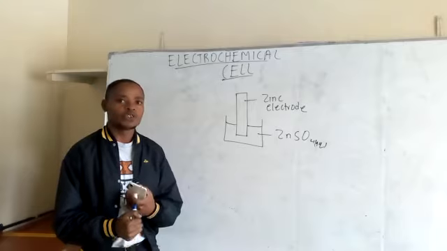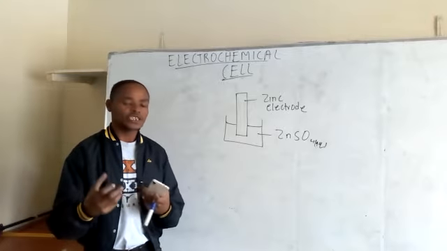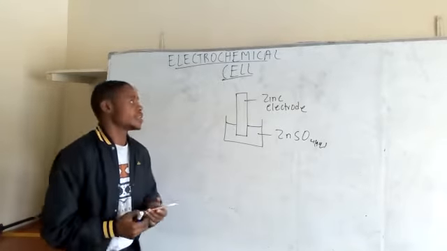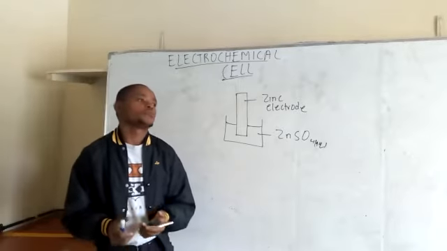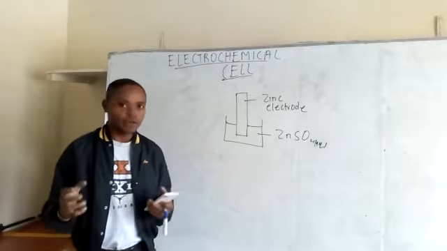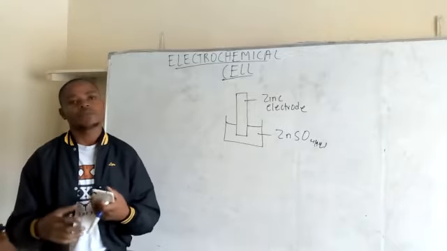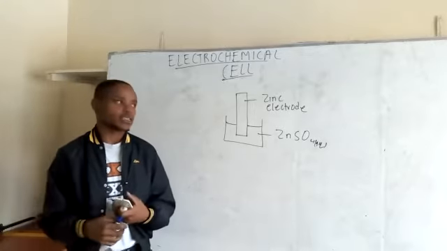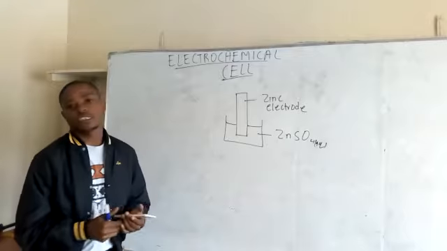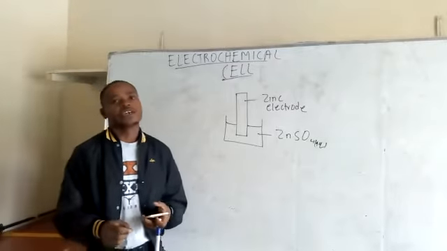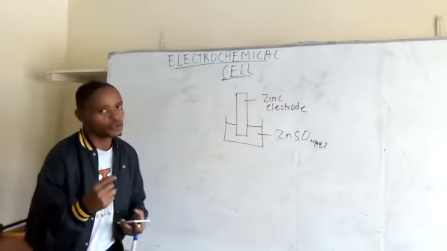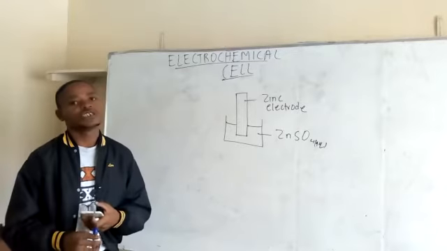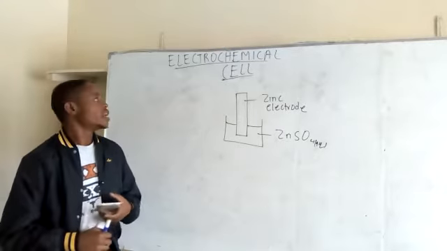So today we're going to look at an electrochemical cell. By the end of the lesson we should be able to draw an electrochemical cell and be in a position to explain how it works. So what is an electrochemical cell? An electrochemical cell is a device that is used to convert chemical energy into electrical energy.